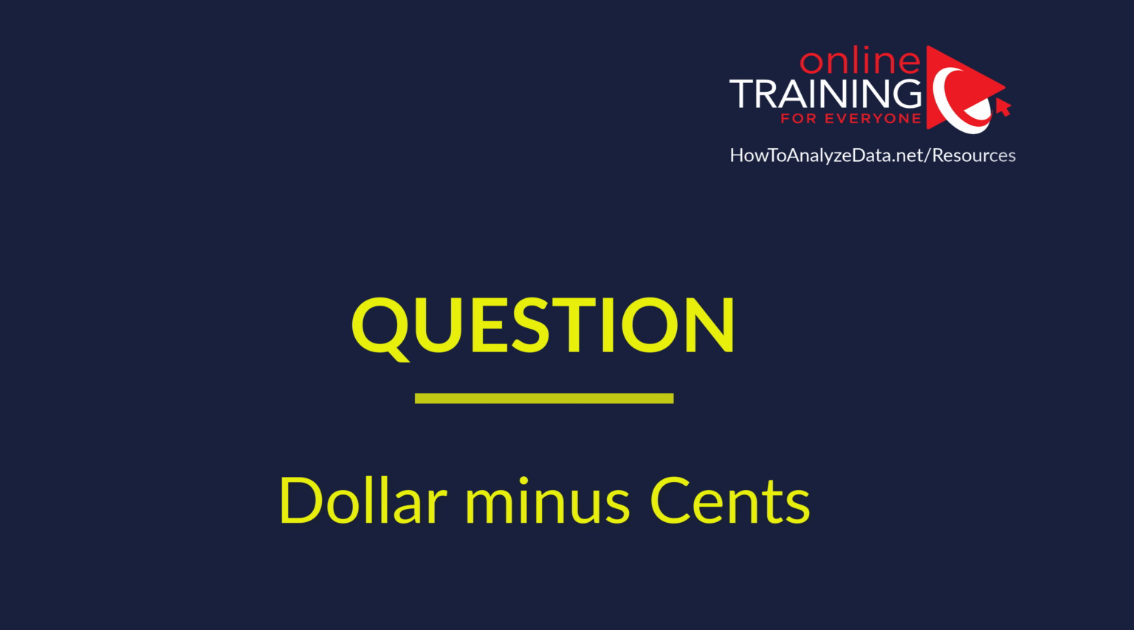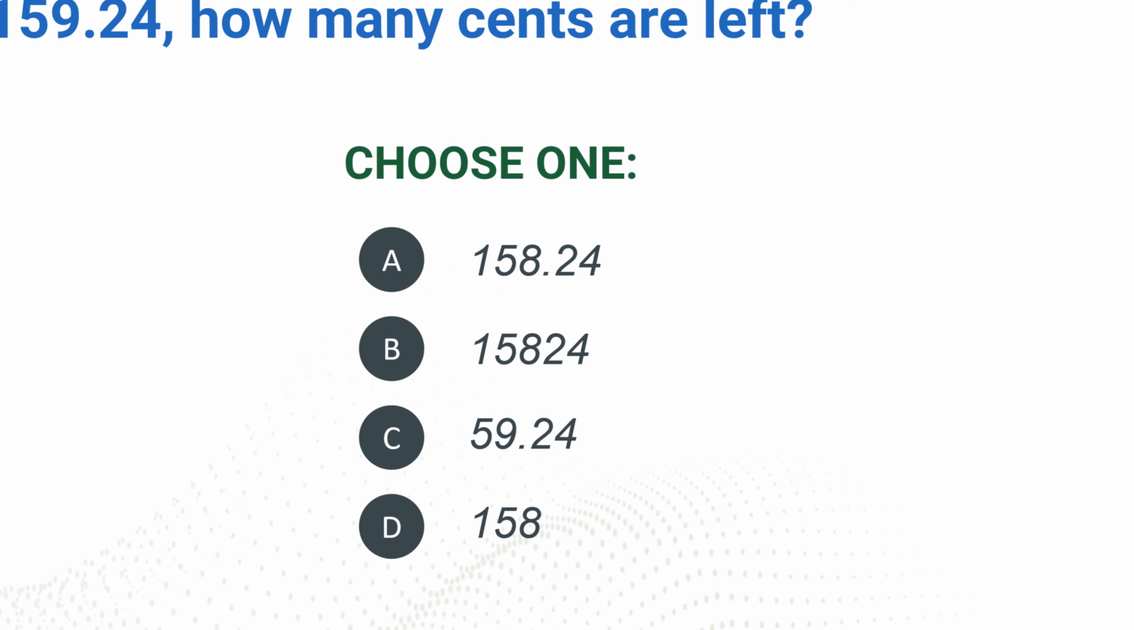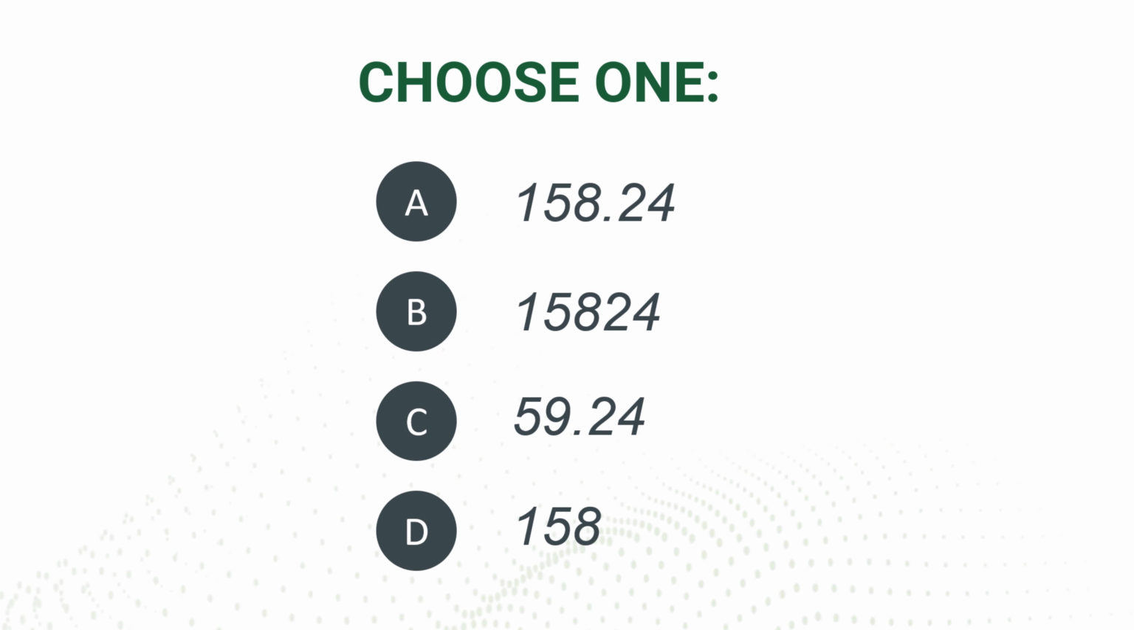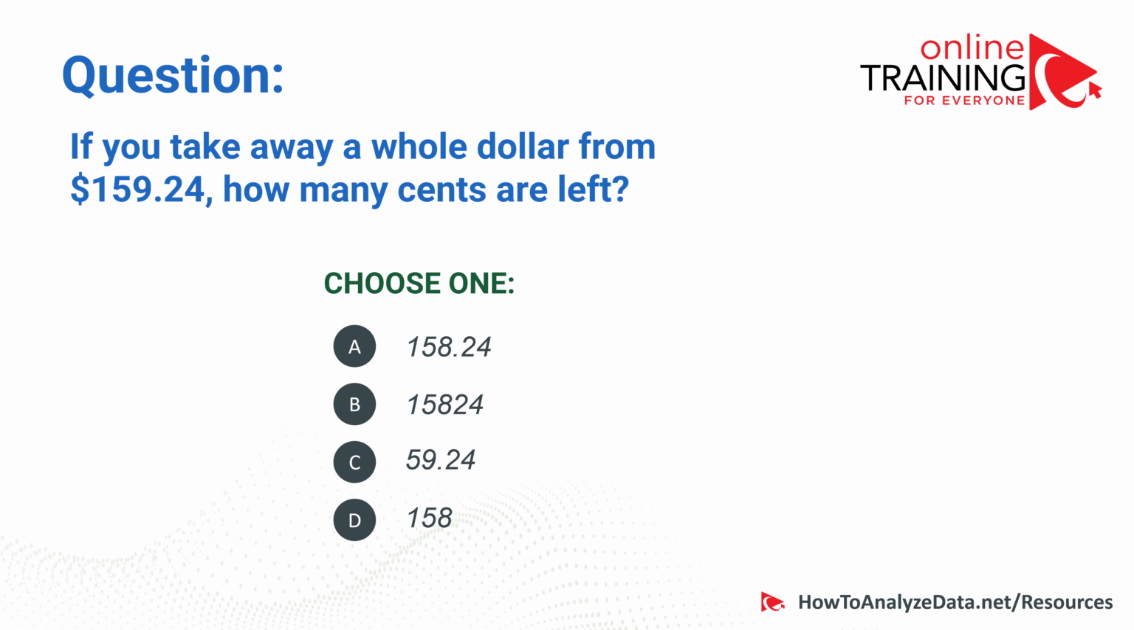Now let's look at the tricky question which you frequently see as part of the test. If you take away a whole dollar from $159.24, how many cents are left? And you have four choices: 158.24, 15,824, choice C 59.24, and choice D 158. Which one do you think is right here? Let's see how we can answer this question correctly.